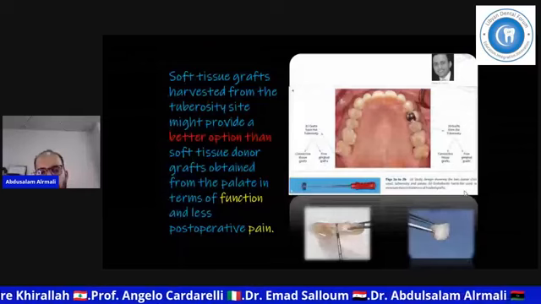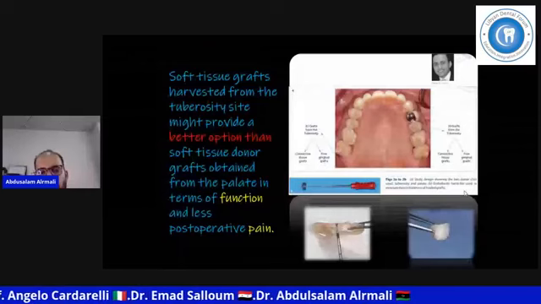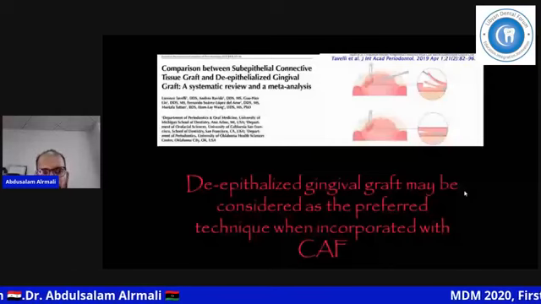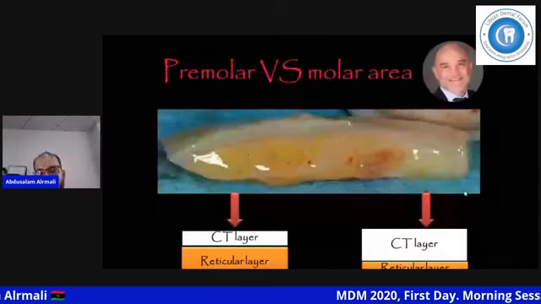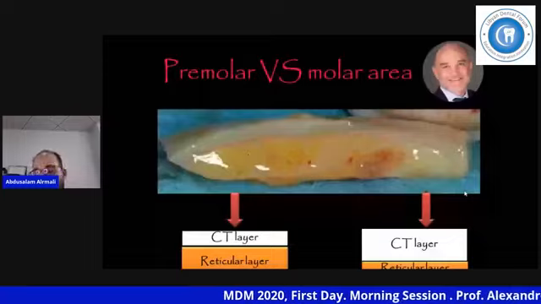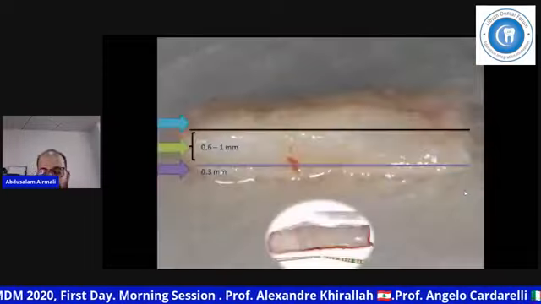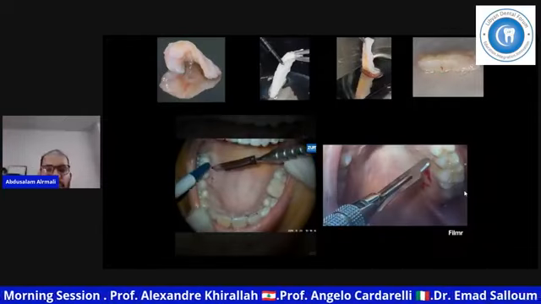Another summary is that the deepithelialized gingival graft may be considered as in the Zucchelli technique, because in the Zucchelli technique, if you go too posterior at the molar area, the connective tissue layer would increase and the reticular layer is opposite to the premolar area. And this is the technique.